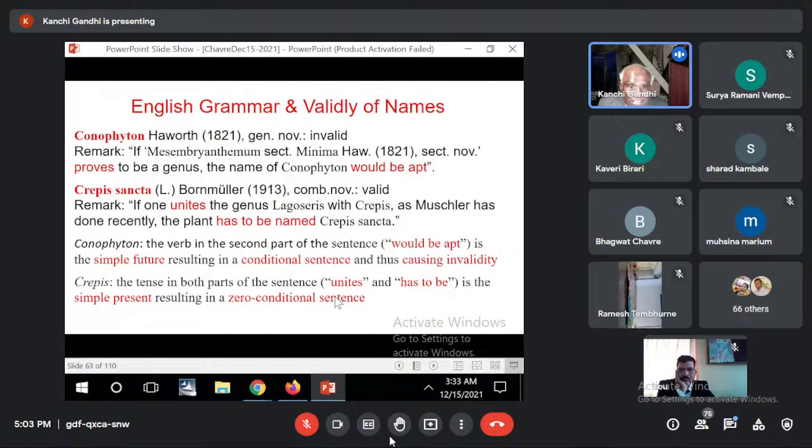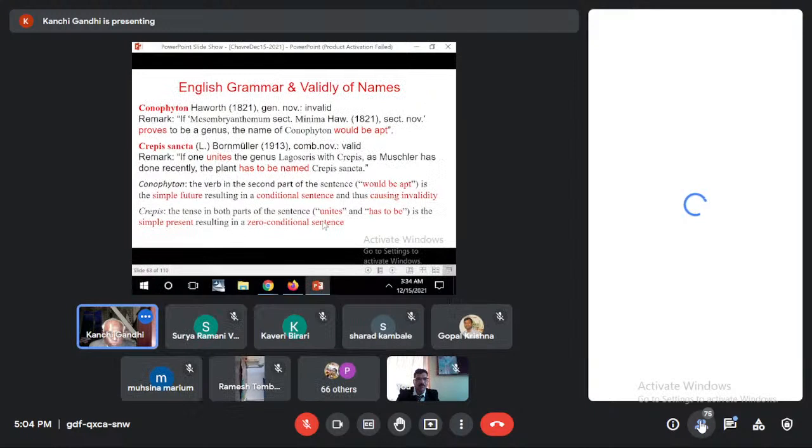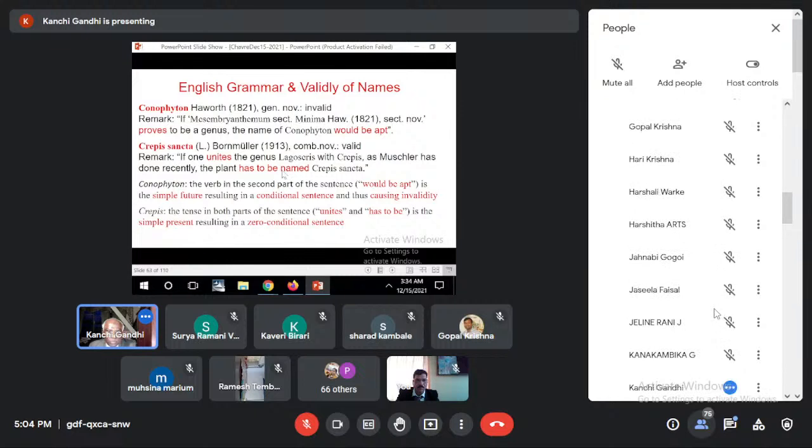There are conditional classes, conditional sentences: zero condition, condition one, condition two, like that. There are different kinds of conditional sentences. As long as it is zero condition, then the proposed name is valid. Since it is simple present in the two verbs, if one verb is simple present, the other has to be simple present. Therefore, there is no condition, and the new combination, Crepis sancta, is valid.